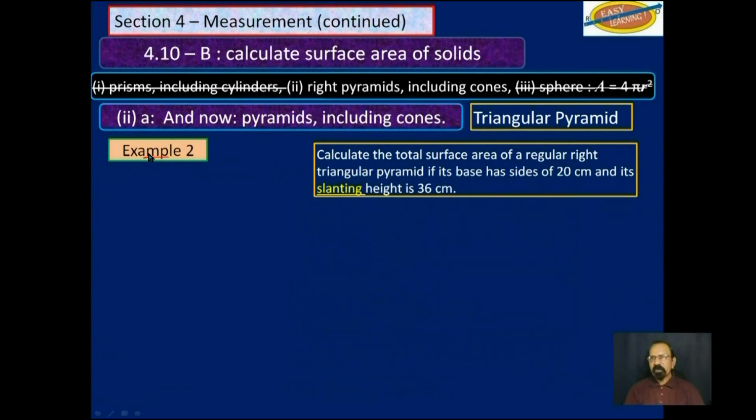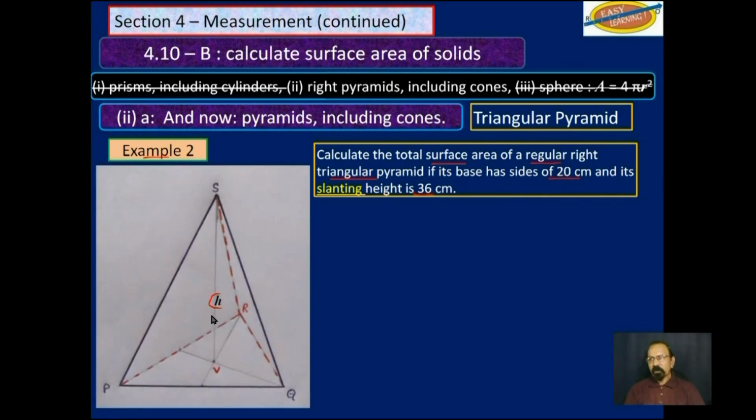Example 2, which is very similar to that one. Calculate the total surface area of a regular right triangular pyramid if its base has sides of 20 centimeters, one significant figure, and its slanting height is 36 centimeters, 2 significant figures. So our answer can only have one significant figure. We don't know the vertical height. We do know, though, the slanting height, which is this here, 36 centimeters.